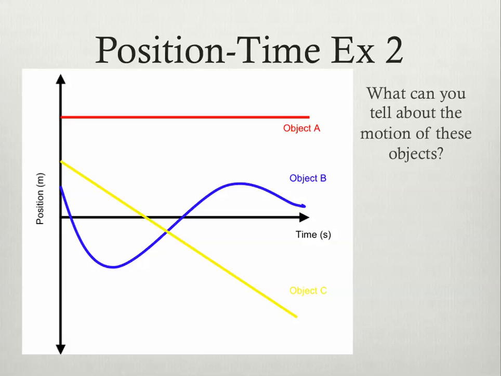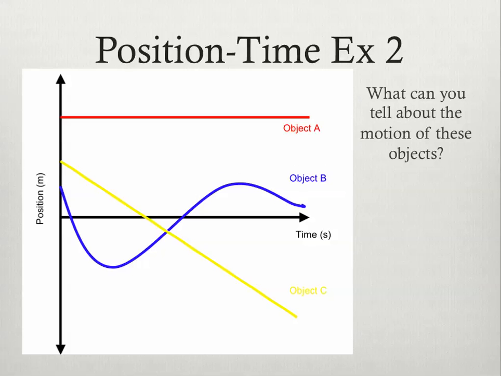For object B, we have a curvy line, and that means that its velocity changes throughout. You could calculate the instantaneous velocity at any point by calculating the slope at that point. But sometimes it's negative and sometimes it's positive. So we can't tell anything overall about the velocity other than the fact that it's changing.